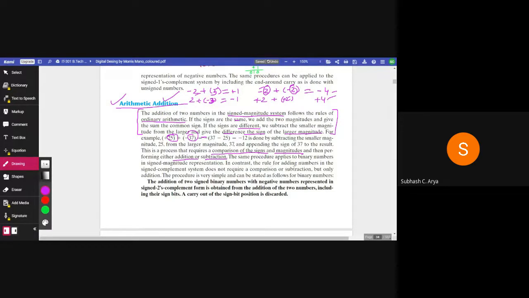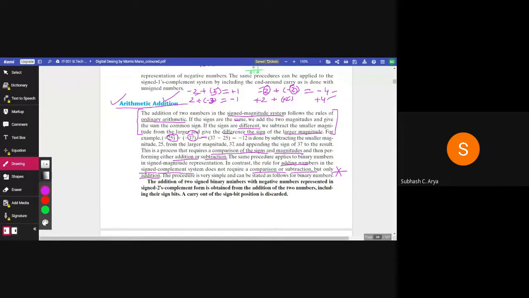In contrast, the rule for adding numbers in sign 2's complement does not require a comparison or subtraction. See, here things come into your picture. If for binary signed complement we do adding, then it doesn't require a comparison and subtraction. Then what is required? It requires only addition. So this is the biggest advantage if we are dealing with this signed complement method.